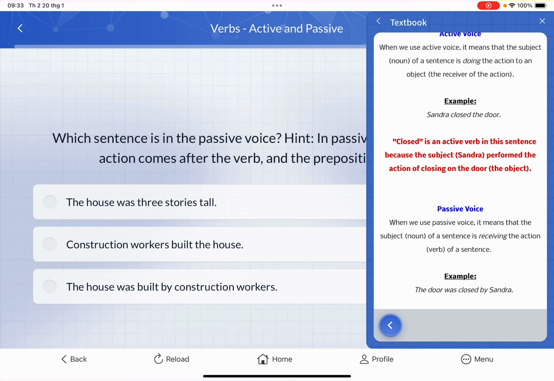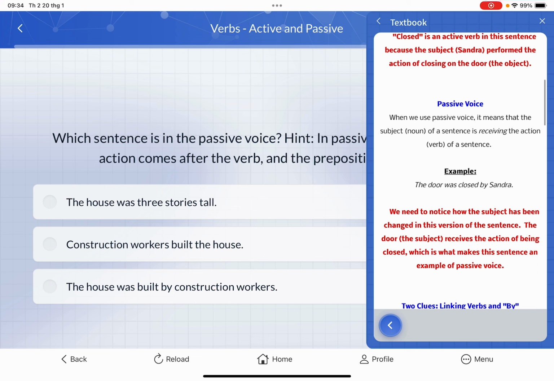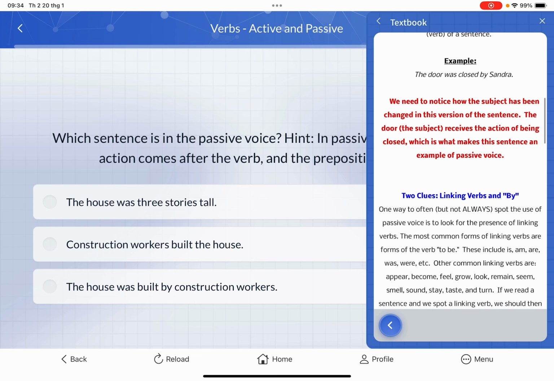These two sentences, in active voice and passive voice, have the same meaning, but they use different grammatical structures, and they are written differently too. A lot of people would ask, if active and passive voice are like that, then it's kind of hard to detect them. How can we detect it? Well, there are actually two clues to detect them easily. The first is linking verbs, and the next is using by.